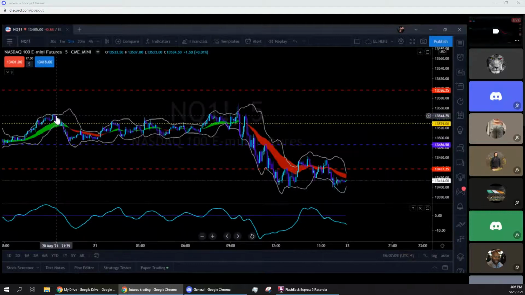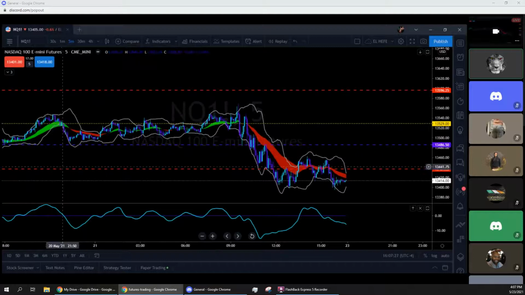Okay. That high looks to be right here. Okay, so that high was 13,547.25. All right. Now you subtract 110 points from that number. That sets this bottom level. So we know what settlement is.